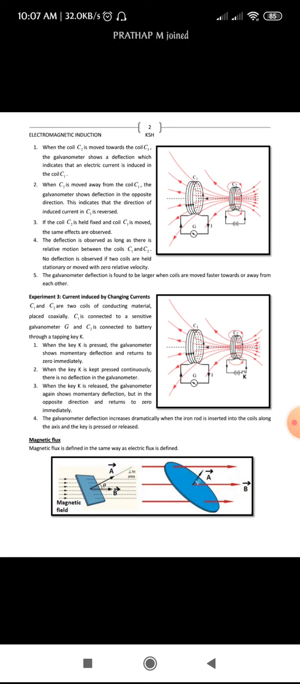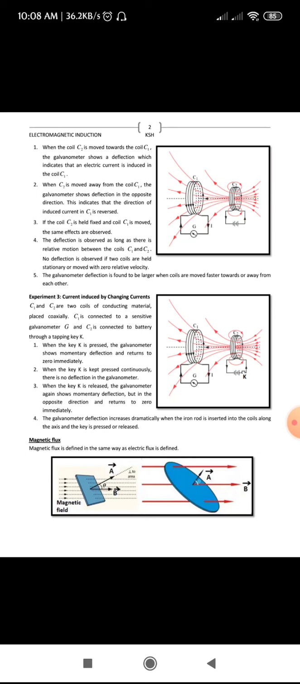Now again, if you move C2 away from C1, the direction of the induced current will be opposite, so the galvanometer shows deflection towards the right. This is what you are going to observe. Again, the same thing happens if you keep the coil C2 constant and move the coil C1 towards or away from the coil C2: there is an induced current in the coil. Hence we say that whenever either C2 or C1 is moved towards or away.